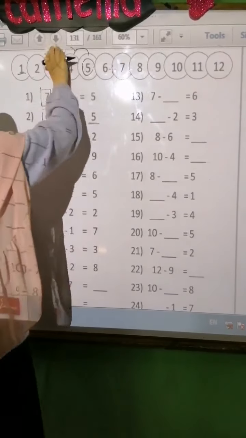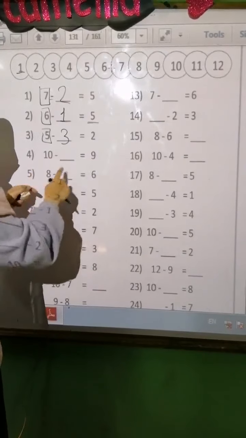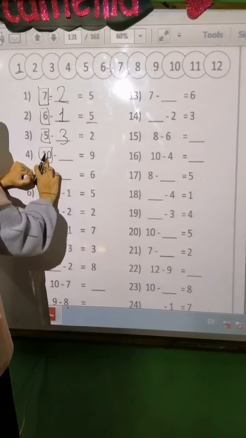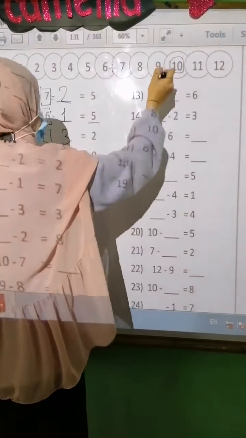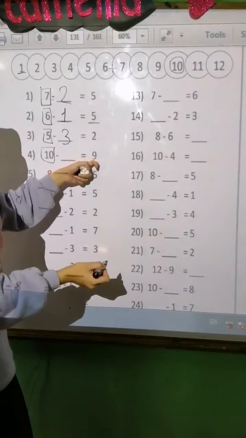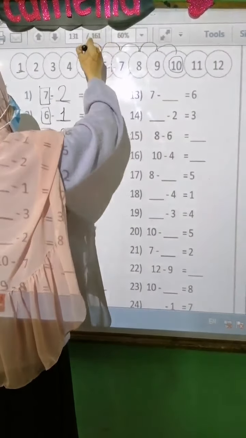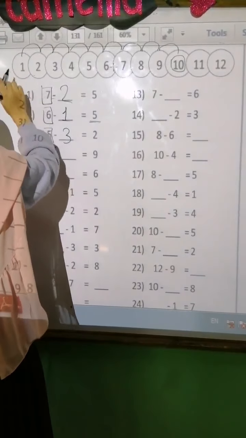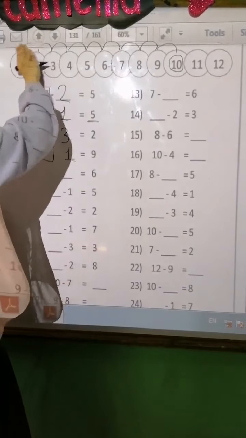Problem number 4. 10 minus missing number equals 9. Is the greatest number here or missing? It's here. So where's 10? Here. Go backward. How many steps? 9. 1, 2, 3, 4, 5, 6, 7, 8, 9. The answer is 1. 10 minus 1 equals 9.